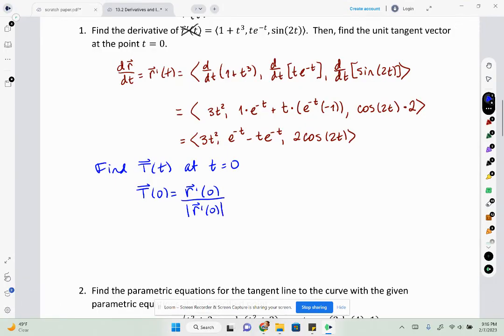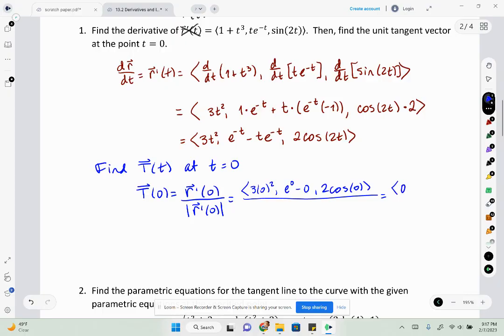That means I am not going to find the magnitude of the vector function. I'm going to find the magnitude of the vector function evaluated at a point first. So let's do that. r prime of 0, I need to go into the derivative I just found, and everywhere there's a t, I'll plug in a 0. 3 times 0 squared, e to the 0 minus 0, 2 cosine of 0. I'm going to write my numerator over again to clean it up so I can see what's going on.